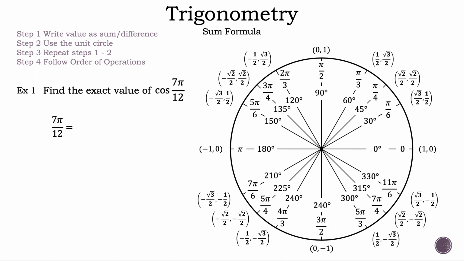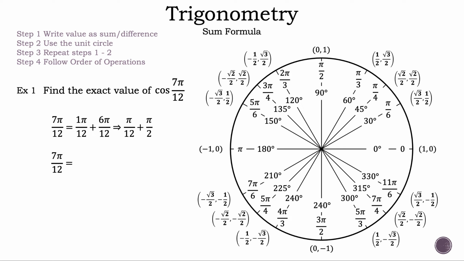So let's start with the first natural number, which is 1. So we have 1 pi over 12 plus 6 pi over 12, because 1 pi plus 6 pi is equal to 7 pi. Let's simplify. So now we have pi over 12 plus pi over 2. Unfortunately, only pi over 2 is on the unit circle, so we must break down 7 pi over 12 once more. So let's write down 7 pi over 12 so we can break it down again.